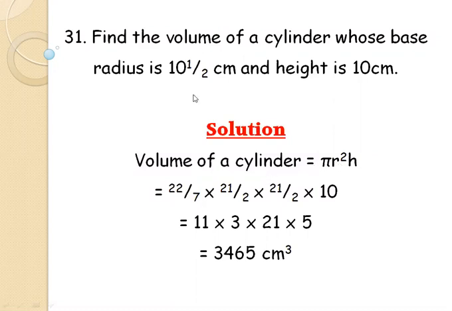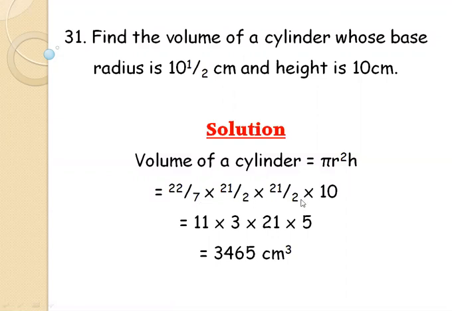Our radius is 10 whole number 1 over 2, but let's change this to an improper fraction. 2 times 10 is 20 plus 1, 21 over 2. So 21 over 2 multiplied by another 21 over 2 because you have radius square times height. Your height is 10. So let's look at the numbers that can divide each other. 7 can go here 1, 7 can go here 3. 2 can go here 1, 2 can go here 11. 2 can go here 1, 2 can go here 5.